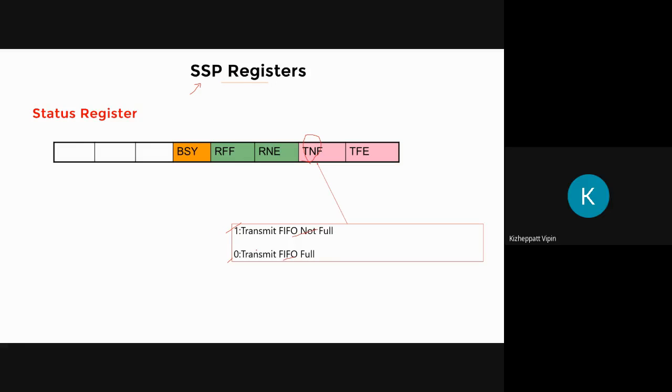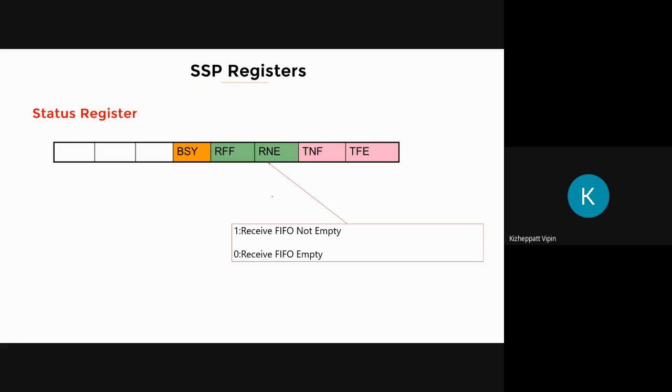1. Okay, this logic seems a bit negative. If it is 1, it is saying the FIFO is not full. That is the condition we need. Only if the FIFO is not full, you will write. If you find the FIFO is full, you will wait until it becomes not full. Then only you are supposed to write.